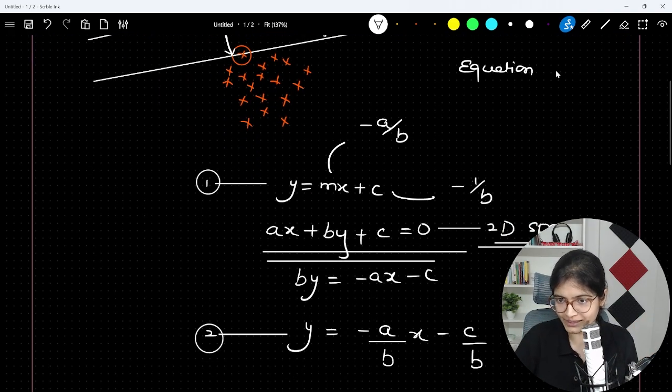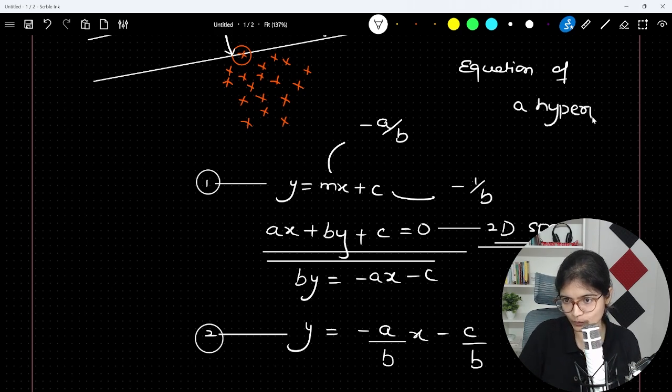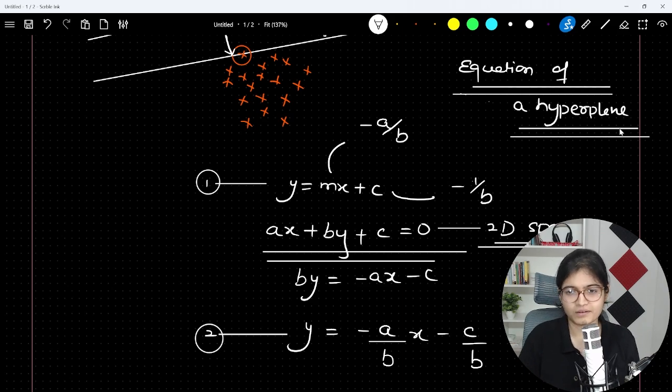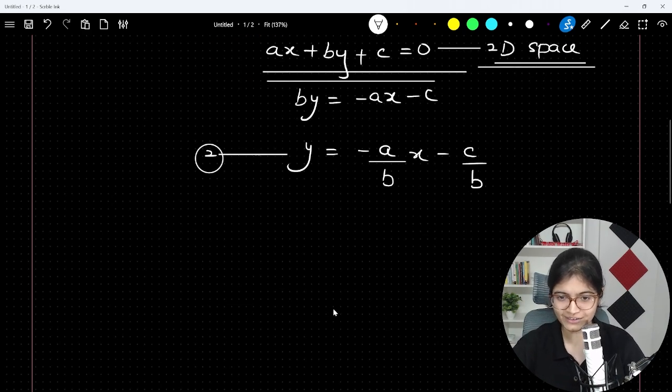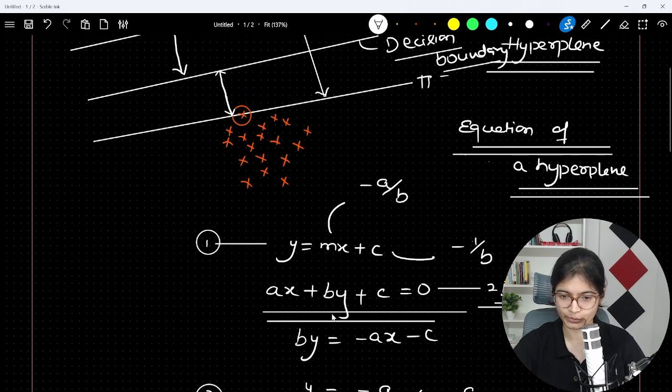Now, if I want to find the equation of a hyperplane, we know the equation of a 2D space, but what is the equation of a hyperplane? You must have somehow intuitively found these kinds of equations in your lower classes, but I don't know how many of you remember that. So we will try to do this part, okay?